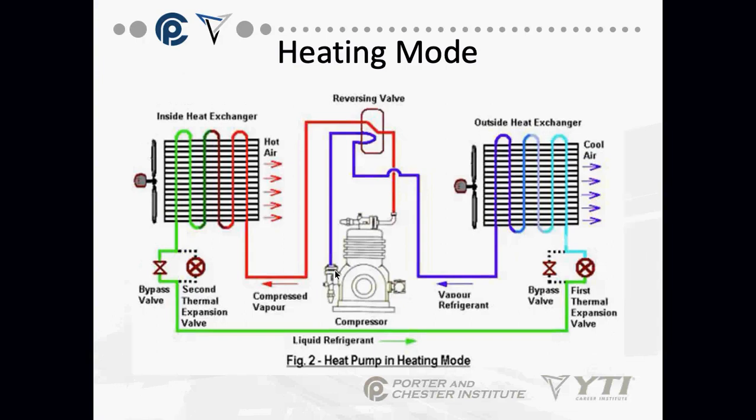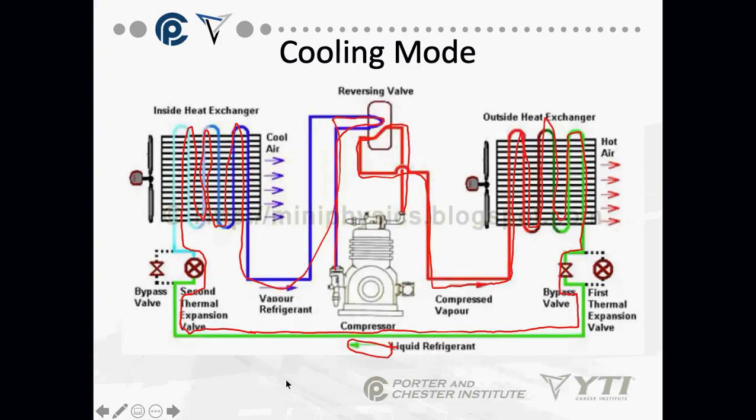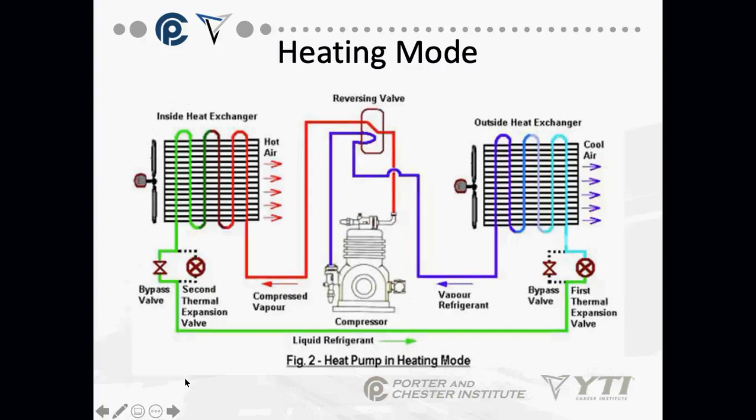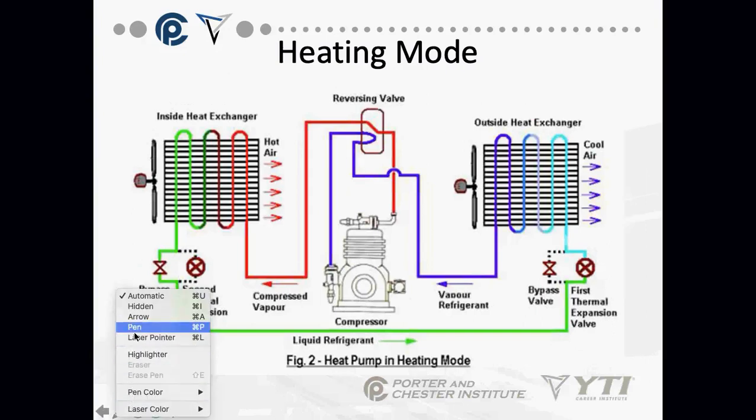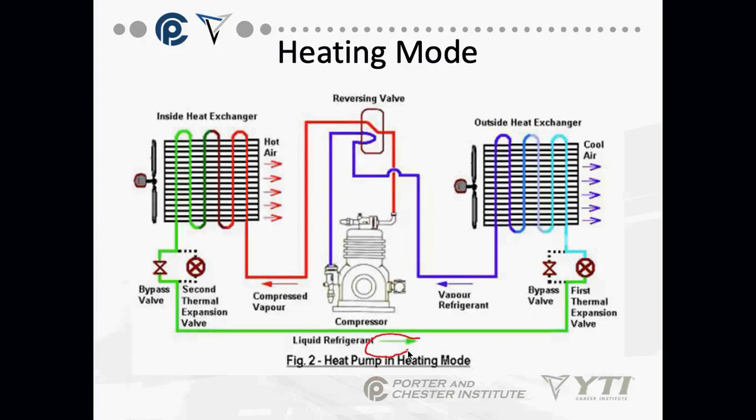Heating mode. Notice the change in flow of my liquid refrigerant down here at the bottom. My liquid refrigerant has changed direction. So coming out of my compressor, my discharge, which is hot, high temperature, high pressure vapor, is going to my indoor coil first. My indoor coil is de-superheating, condensing, subcooling.